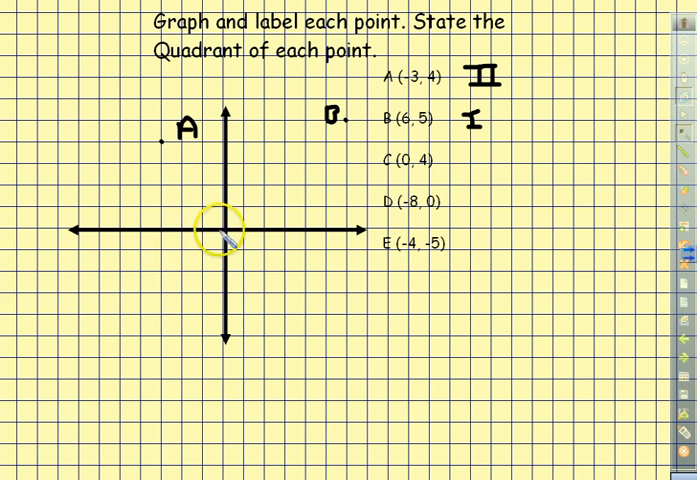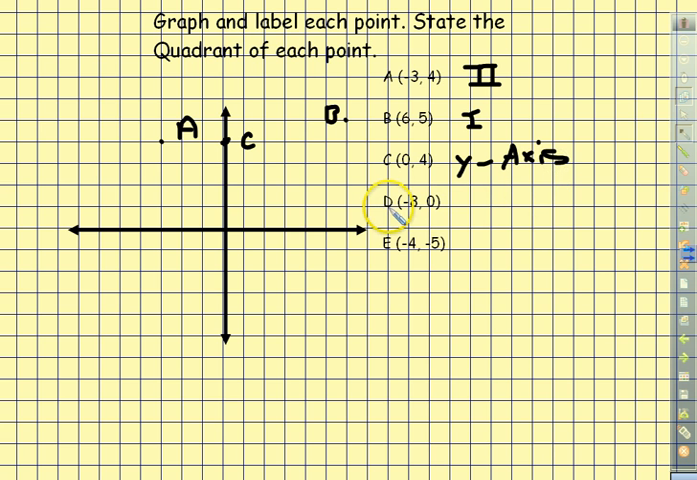Let's try letter C, starting at 0, and it's 0, positive 4. Now 0, again, that's my x coordinate, and can I move left or right on 0? No. It's telling you to move 0 places. So you stay at that, and now you go up 4. 1, 2, 3, 4. And that is now point C. And some of you might ask, well, what quadrant would that be? Some of you might have said between 1 and between 2. It's actually what we call the y-axis.